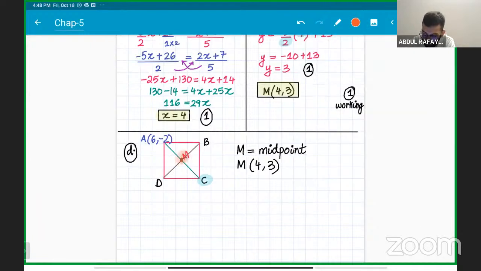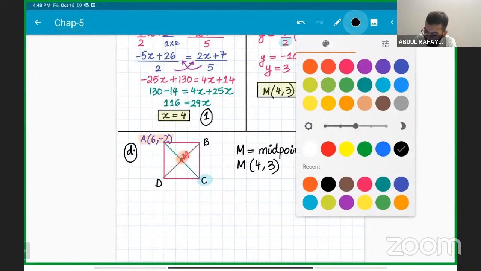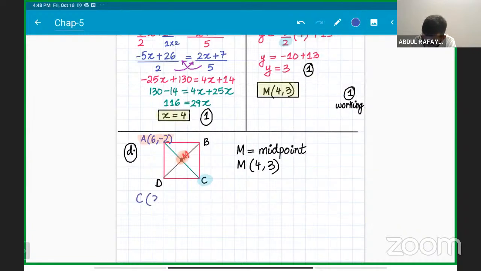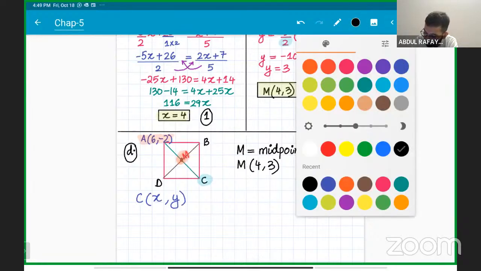This coordinate is already given and this will work as a midpoint. हमारे पास a के coordinates हैं, हम c के coordinates find कर सकते हैं, students, very easily. Let's call C x comma y. Follow very carefully, students. We will be calling C as x comma y, and everyone should know the midpoint formula.